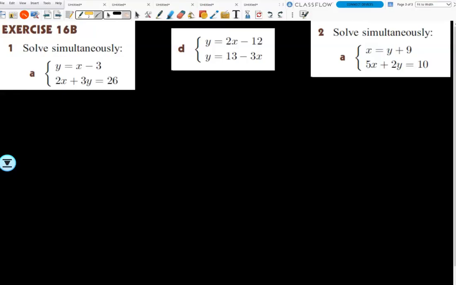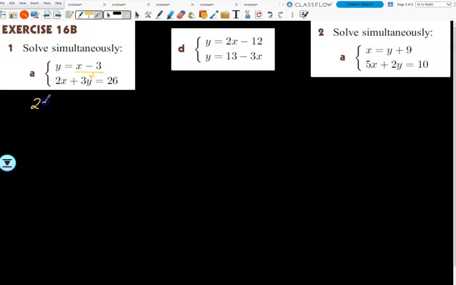So here we go. This is exercise 16B. And we're going simultaneously. So once again, it's in this nice form, y equals x take 3. You look at it and go, all right, I'm going to sub this into that one below. And if you keep everything nice and neat and put it underneath, you cannot go wrong.